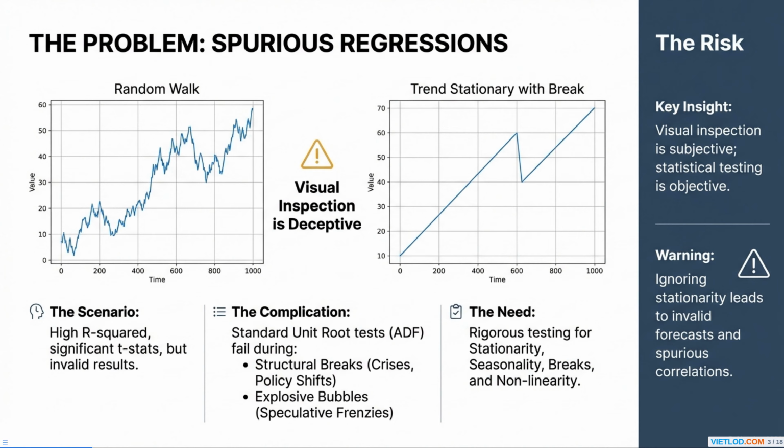This often occurs when regressing one non-stationary time series on another, making visual inspection highly deceptive, as seen in the contrasting graphs of a random walk and a trend stationary series with a break. Standard unit root tests, such as the augmented Dickey-Fuller test, frequently fail in the presence of structural breaks, like economic crises or policy shifts, or during explosive bubbles and speculative frenzies. To combat this, rigorous and objective statistical testing is crucial for stationarity, seasonality, structural breaks, and nonlinearity. Ignoring these aspects leads to invalid forecasts and misleading correlations, emphasizing why advanced diagnostic methods are essential.